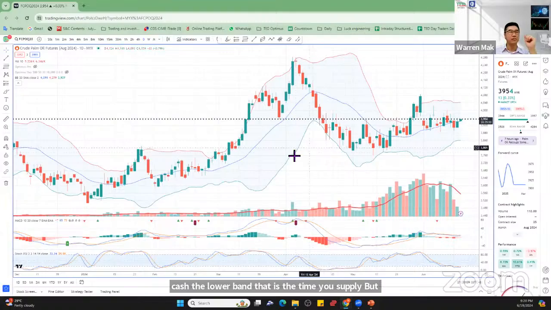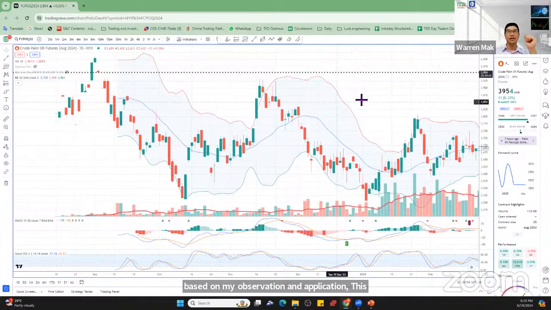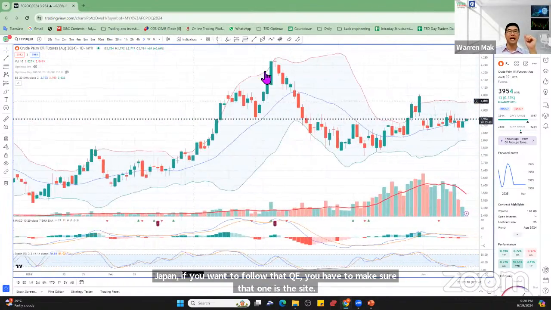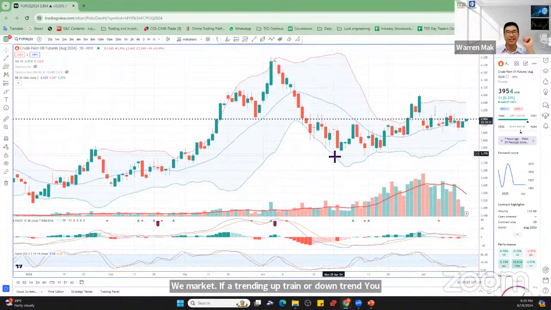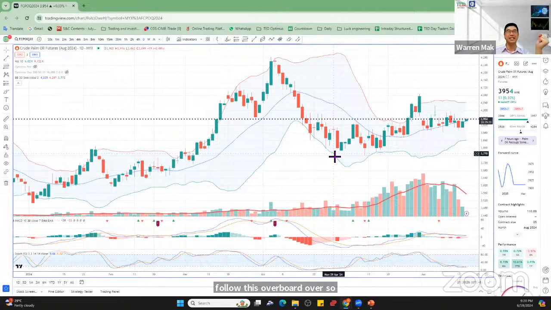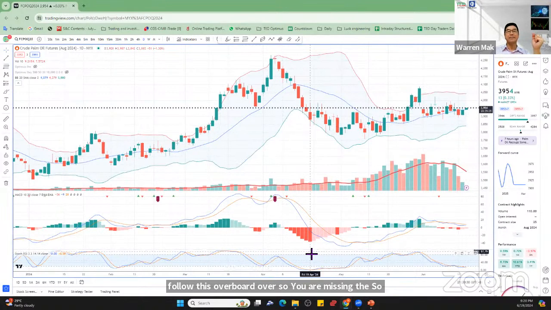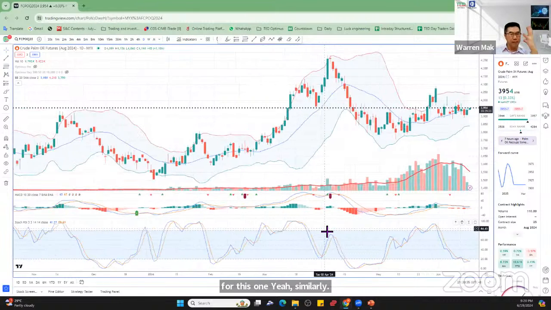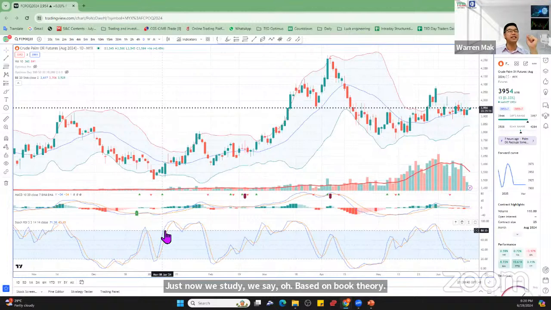But based on my observation and application, for this Bollinger Band, if you want to follow that theory, you have to make sure that it is a sideways market. If it's a trending uptrend or downtrend, and you follow this overbought, oversold, you are missing the profit potential. Similarly, just now we said, based on book theory, when the price is above 70, we should sell.